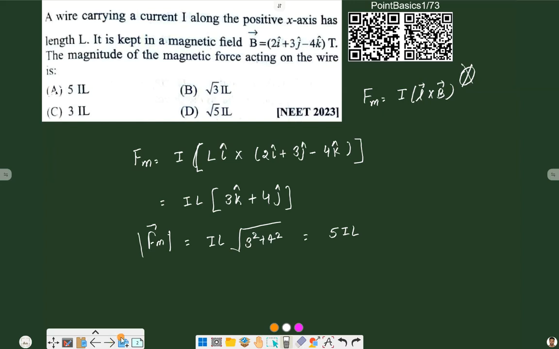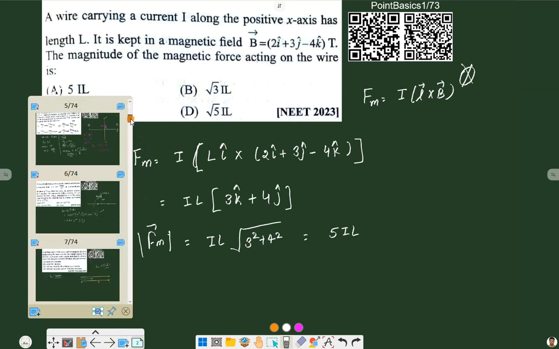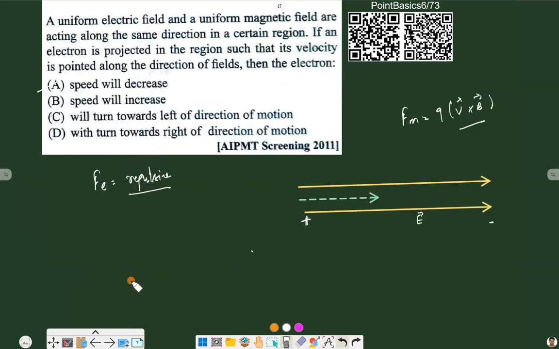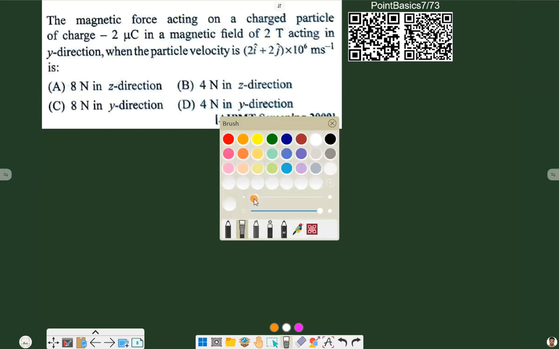In the previous one, we completed up to, I think, question number 5. Okay, we also completed 6, 7. So we will start with question number 7 today. Let me adjust pen thickness.